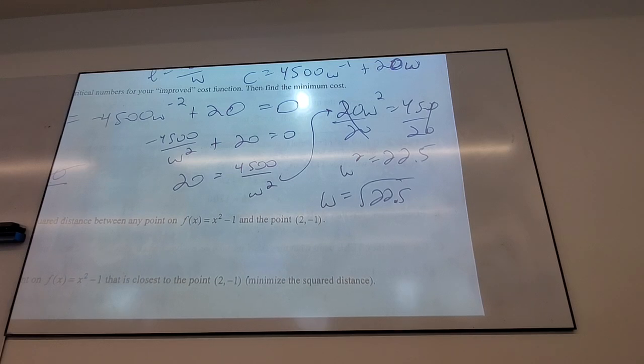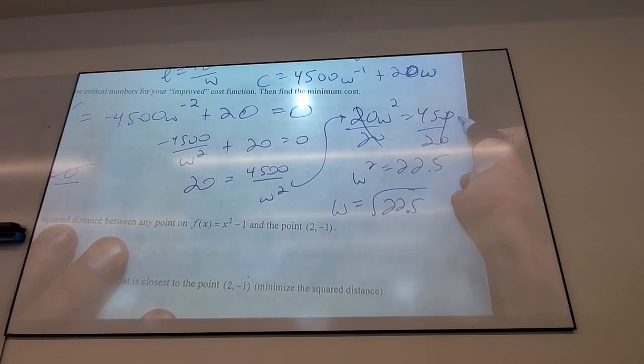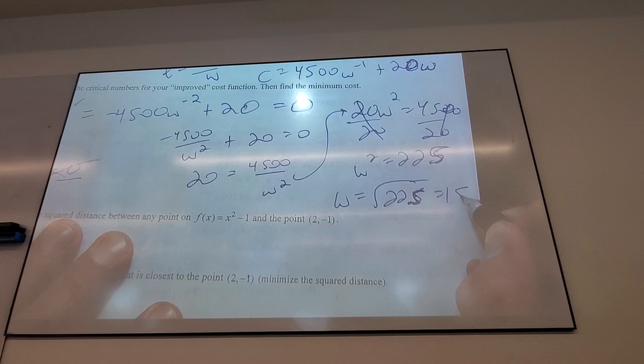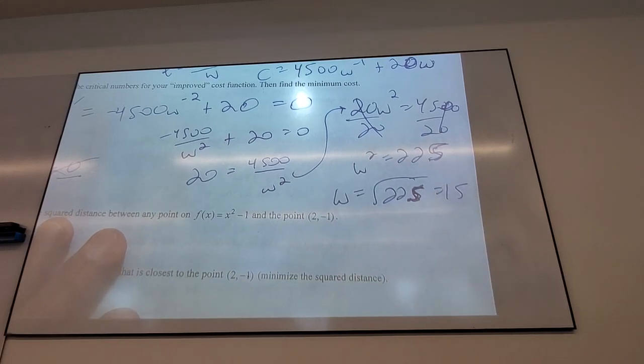I think it's just 225, not 22.5. It's 4,500 now. Oh, it's 4,500. I lost the 0 already. I thought it was 10. So 225, that's better. Because what's the square root of 225? 15. Look at that. All right. So I thought I made this nice.